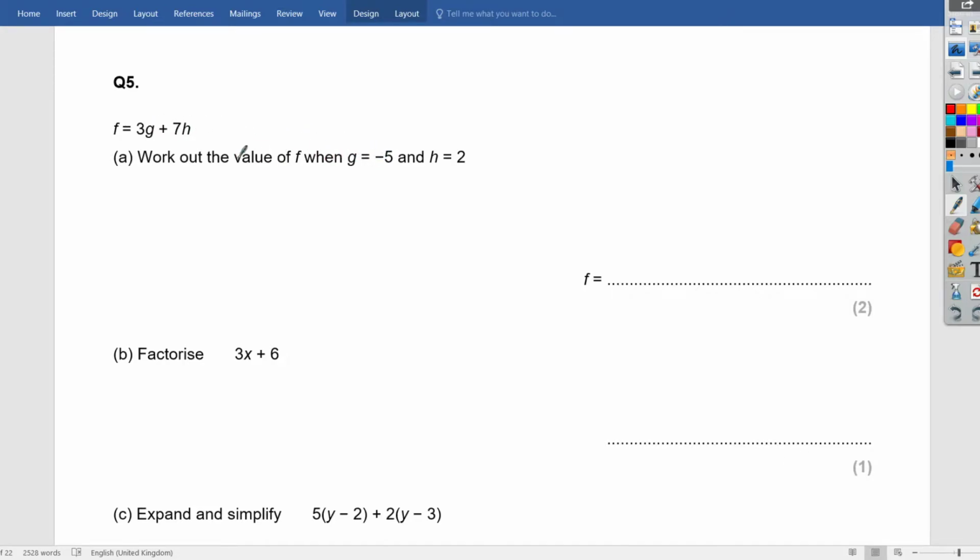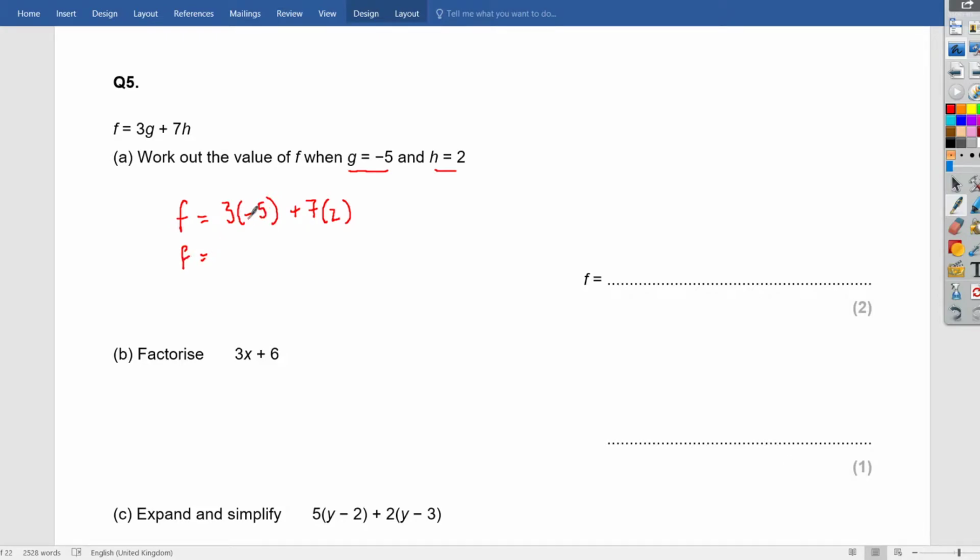Substitute meaning change. We need to work out the value of f, which is equal to 3 lots of g, but g is now changed for minus 5, plus 7 times h. For 7 times h, we're going to sub in h for 2.